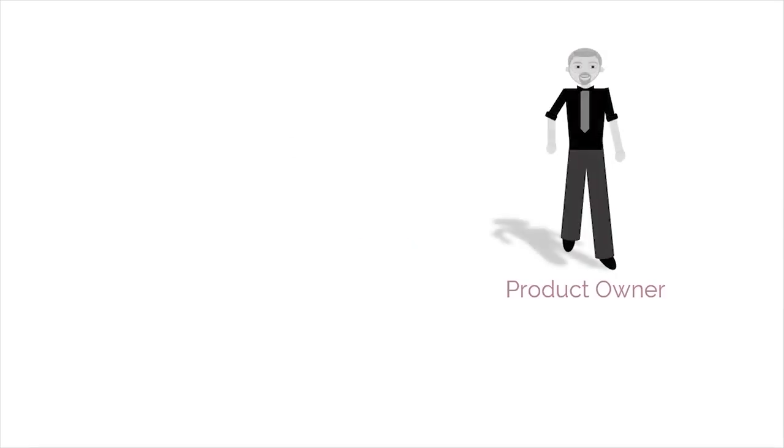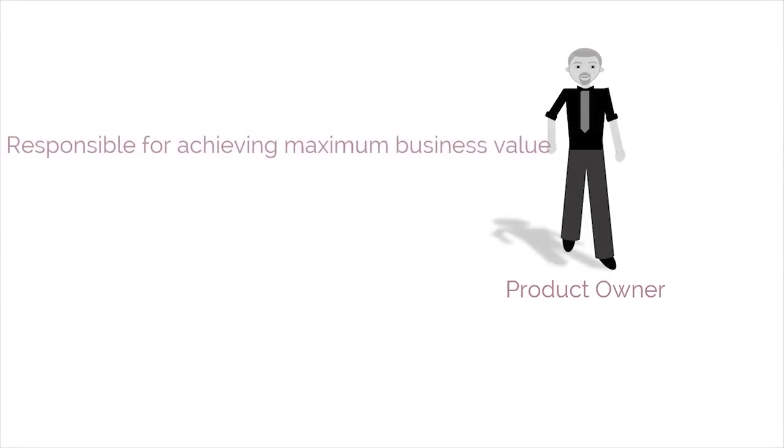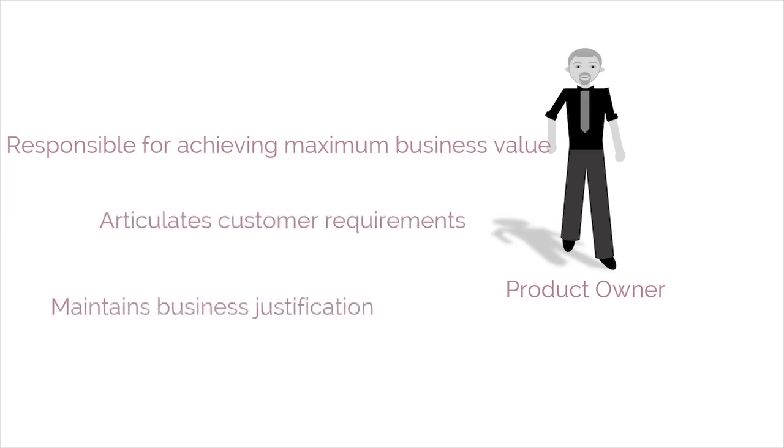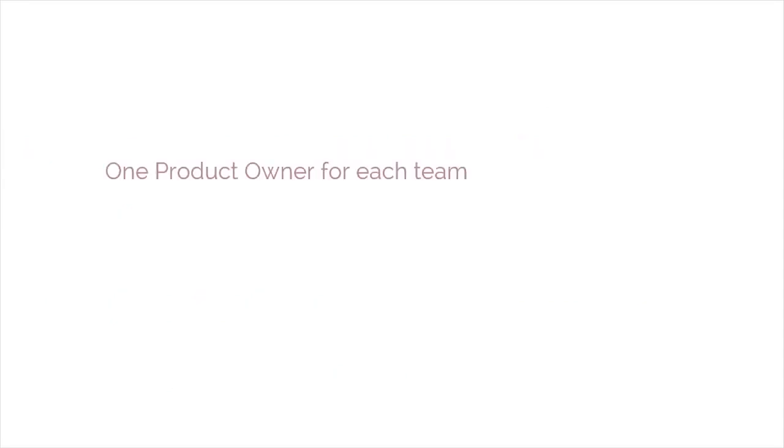Product owner is the first source of input. The product owner is the person responsible for achieving maximum business value for the project. He or she is also responsible for articulating customer requirements and maintaining business justification for the project. The product owner represents the voice of the customer. Each Scrum team will have a designated product owner.